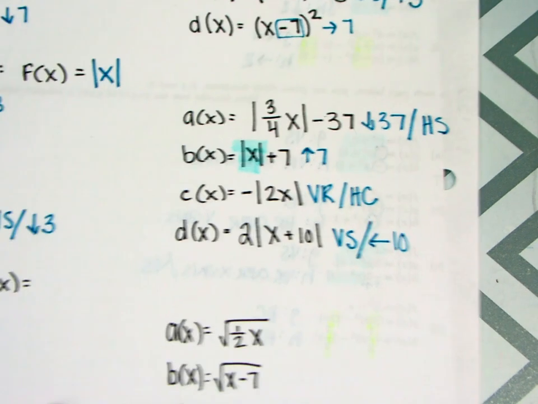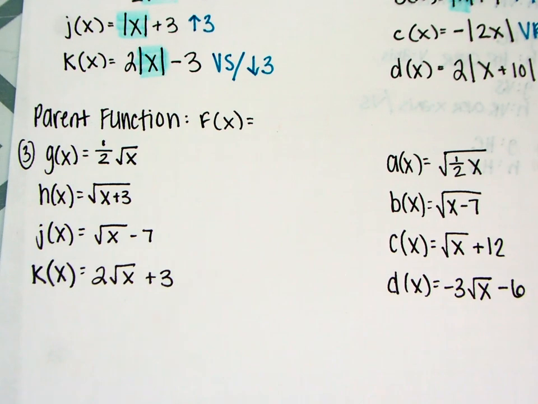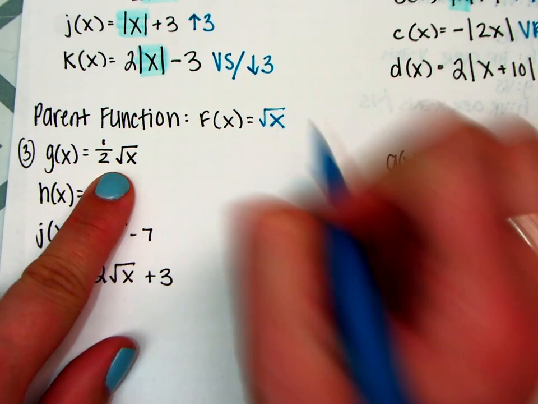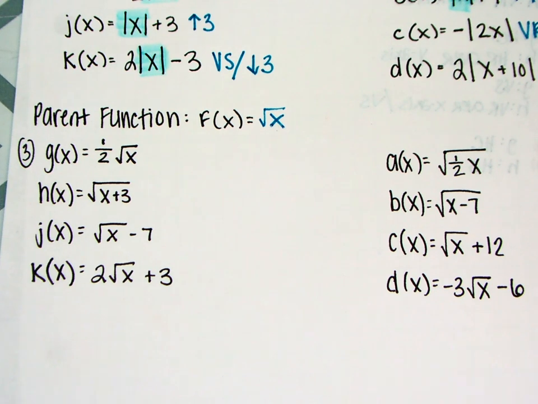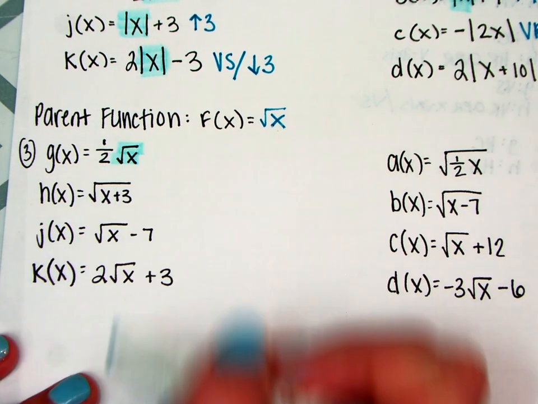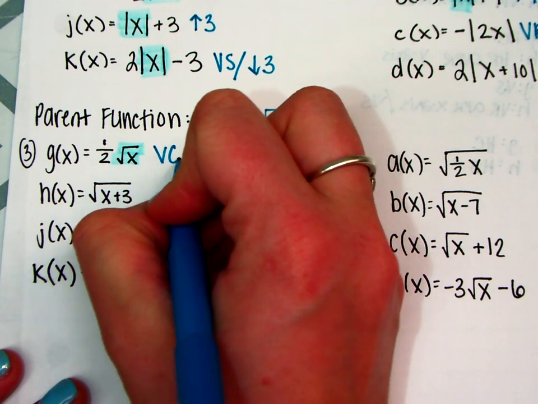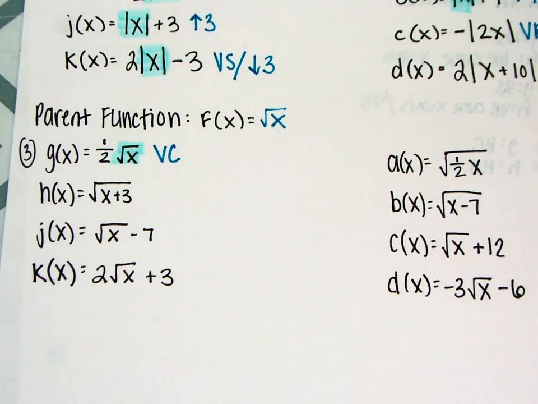And on the very last one over here, the 1/2, hopefully it's a little easier to see. The function is the square root of x. That is our parent function. So I can clearly see the parent function is unaffected in G. The 1/2 means that that is a vertical compression, meaning it smushes from the top to bottom.